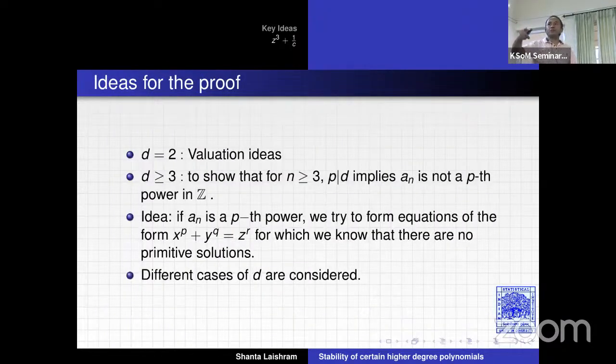When d is equal to 2, actually we use discrete values and ideas, and for d bigger than or equal to 3, yeah, we try to form equations of the form x^p + y^q = z^r, and what to use, I mean, we have to consider different values of d.